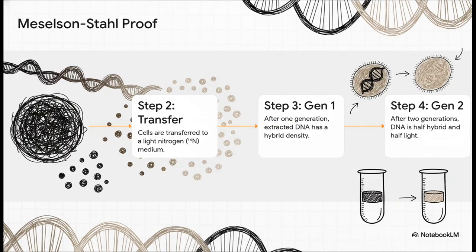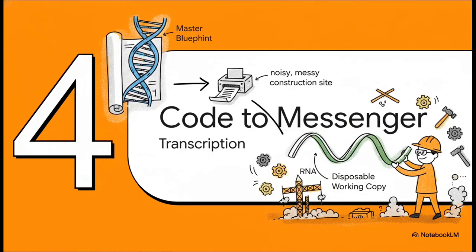After one round of division, they checked the DNA. And guess what? It wasn't heavy and it wasn't light. It was exactly in the middle, a perfect hybrid. That was the proof. Each new DNA kept one old heavy strand and built one new light one. Nailed. Okay, so we've got our master blueprint and we know how to copy the whole thing.